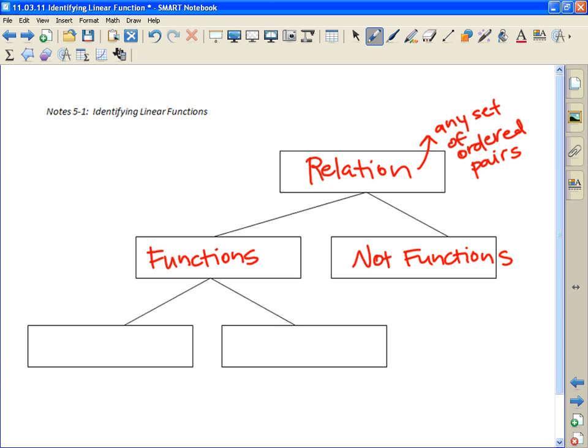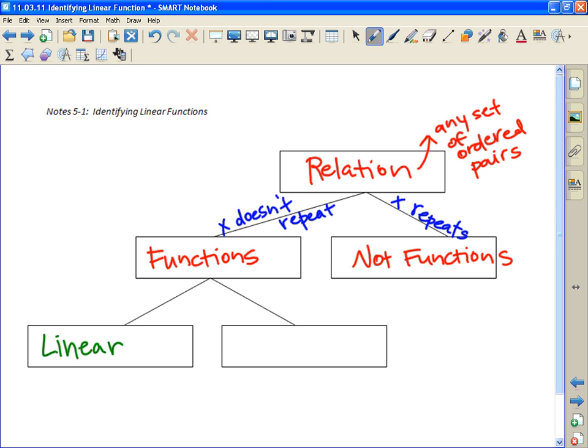The way that we tell a relation is a function is because the x doesn't repeat. But if the x does repeat, it's not a function. Okay, so that's where we left off at the last unit. But this unit is going to be breaking functions apart. Functions can be classified in a couple different ways. The first thing that we're going to look at is to see, is the function linear?